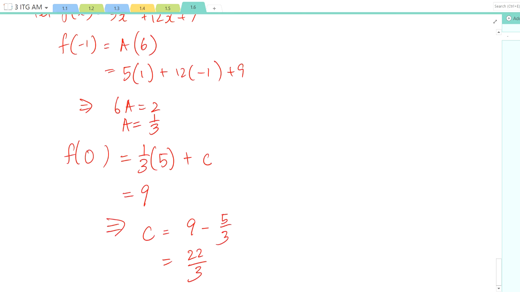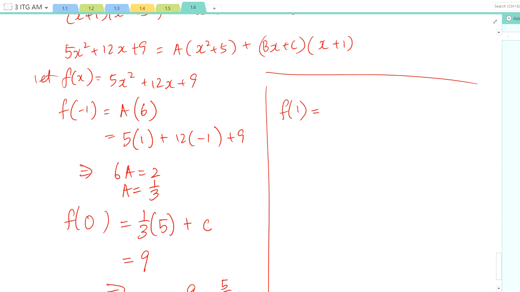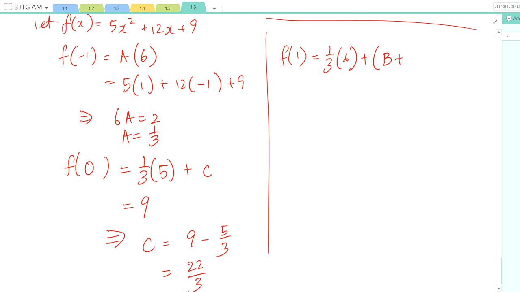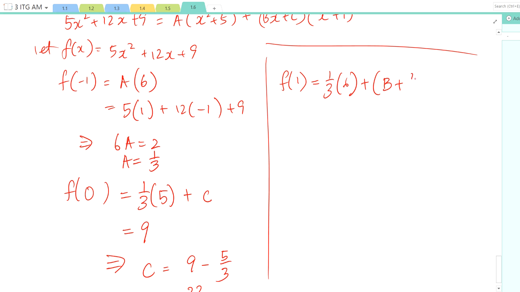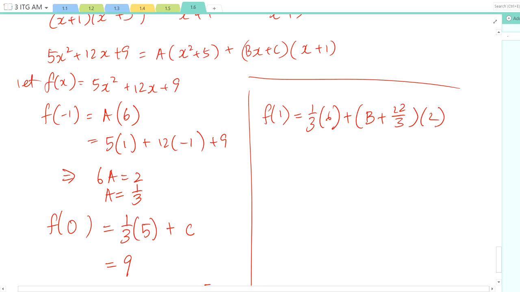One last unknown to find. What do you think is easy for us to substitute in? 2. Can I try 1 instead? I think 1 is slightly easier. So on the right hand side, I substitute 1. I've got 1/3 times 1 squared plus 5, that is 6, plus b times 1, which is b, plus c, which is 22 over 3, multiplied by 2. On the left hand side, I have 5 plus 12 plus 9.